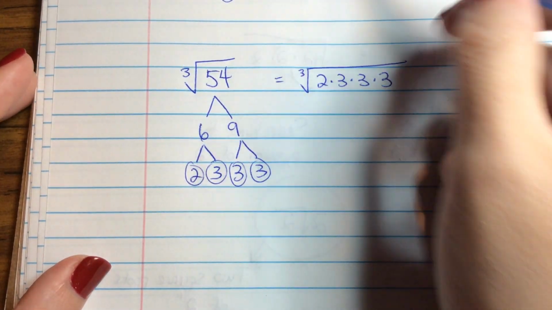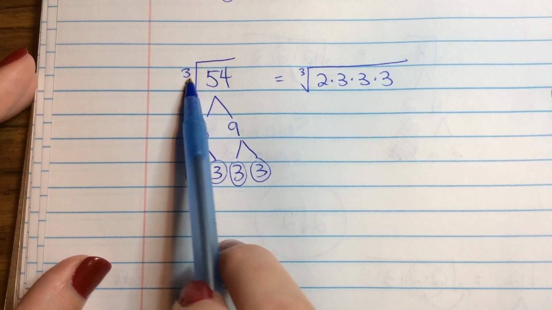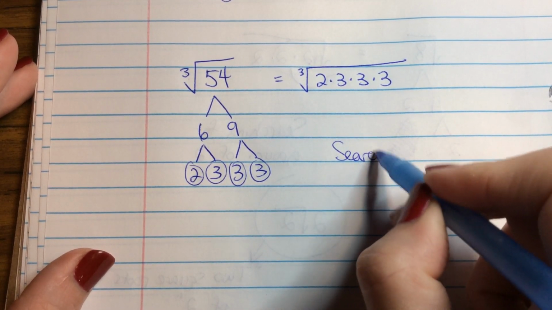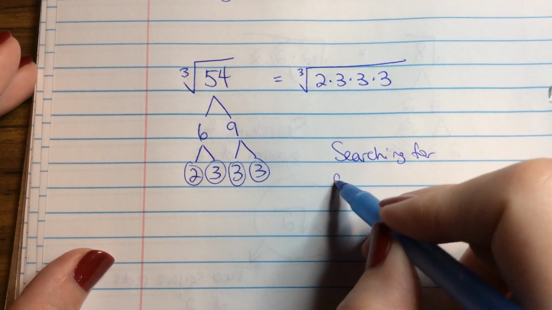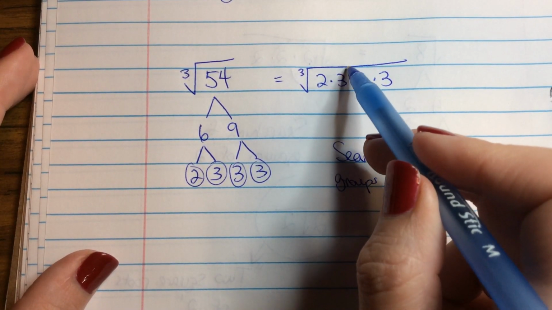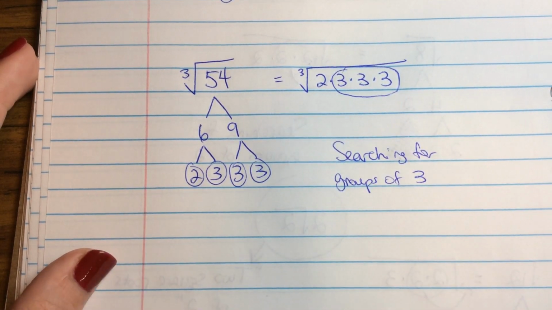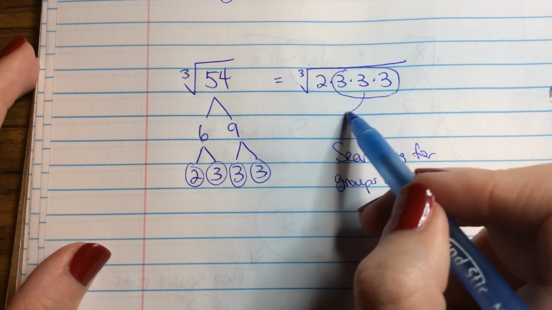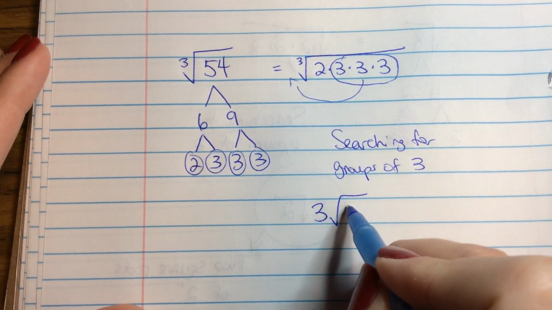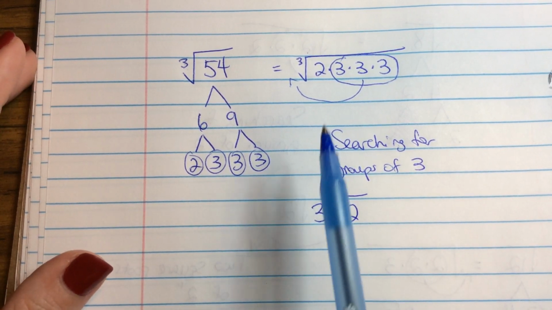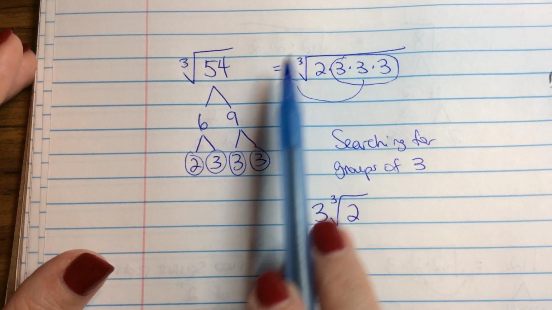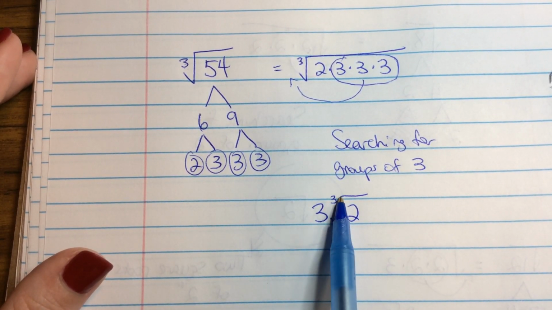But because I'm doing the cube root, notice the index here is 3. I'm looking for groups of 3, like triples. So I do have 3 3s here. And so that 3 is going to come out front, and the 2 has to stay behind. So to say this out loud, it'd be 3 cube roots of 2.